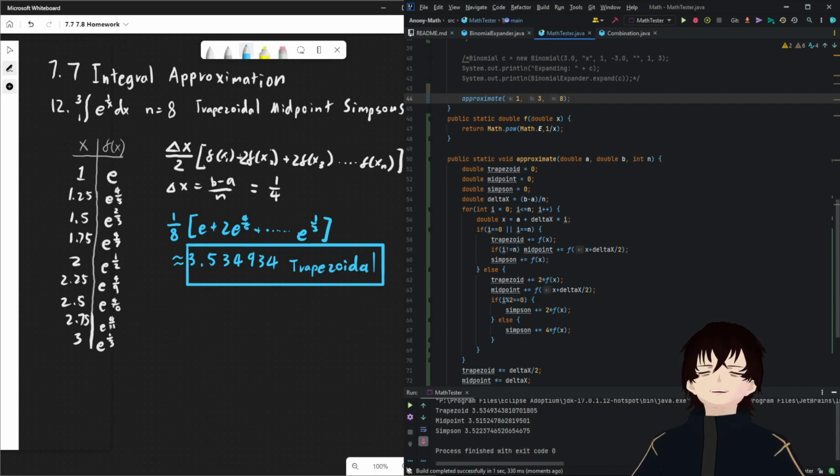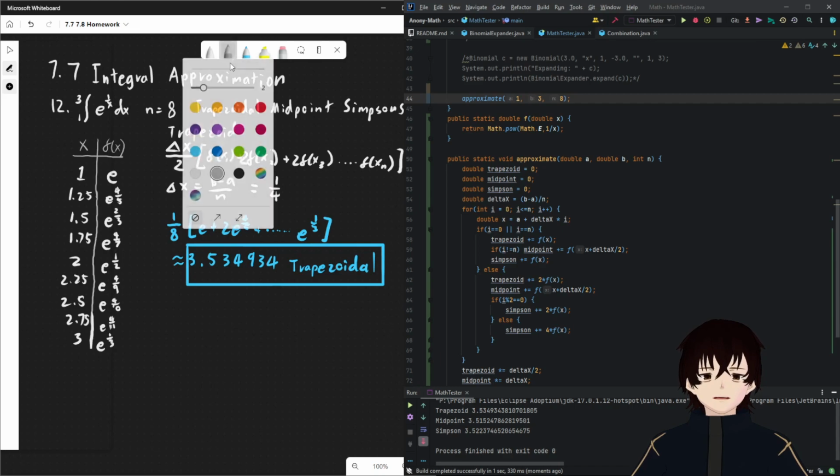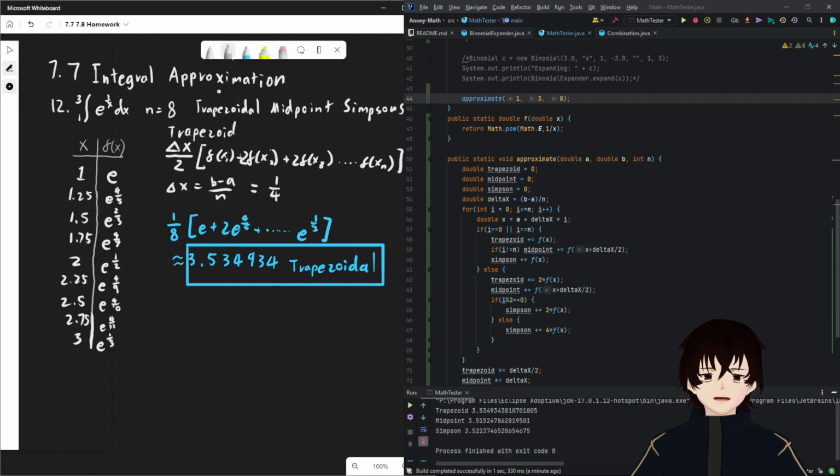Anyways, what was I doing? Oh, I got distracted again. So this is trapezoid. I should probably change my color. Let's make it a little thicker. I like the thicker pen. Now midpoint. No, don't correct that, Microsoft Whiteboard.